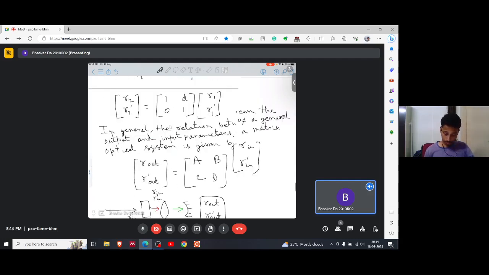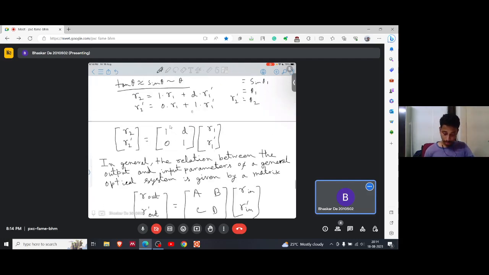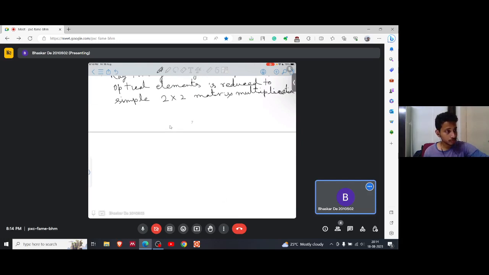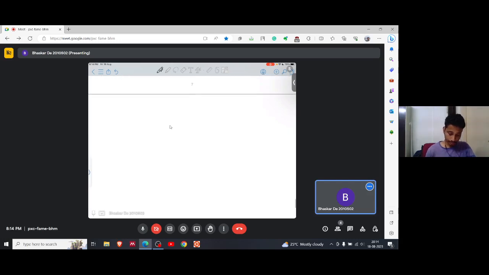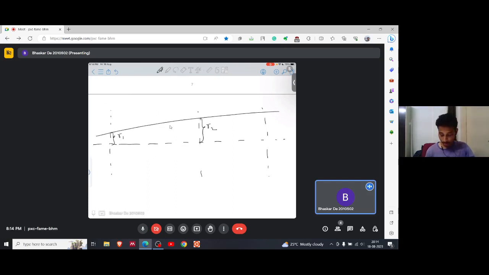So now I'll just continue from here. This is the concept of the matrix method. For instance, if we consider two lengths of dielectric, this is the axis. Now this is the laser beam, or any kind of beam if you want to think, then you can assume. Then this is R3, D1, D2.